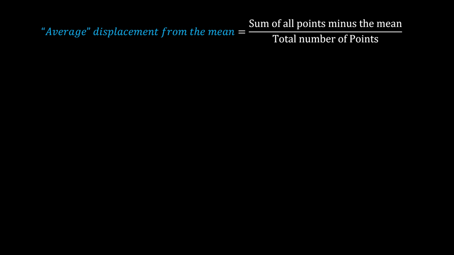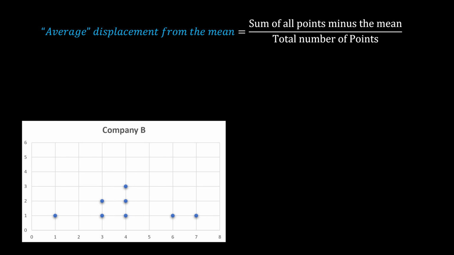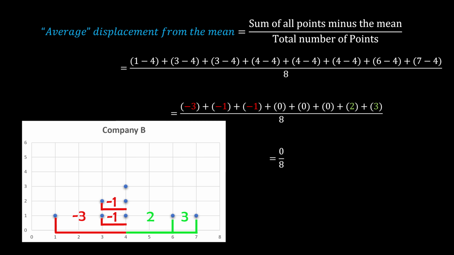Instead of taking the distance from 0, let's take the average displacement from the mean. This will give us a better frame of reference. However, what often happens is that all the points will end up canceling each other out, leaving us with a 0 in the numerator. So we're headed in the right direction, but we just need to avoid all the points canceling out.